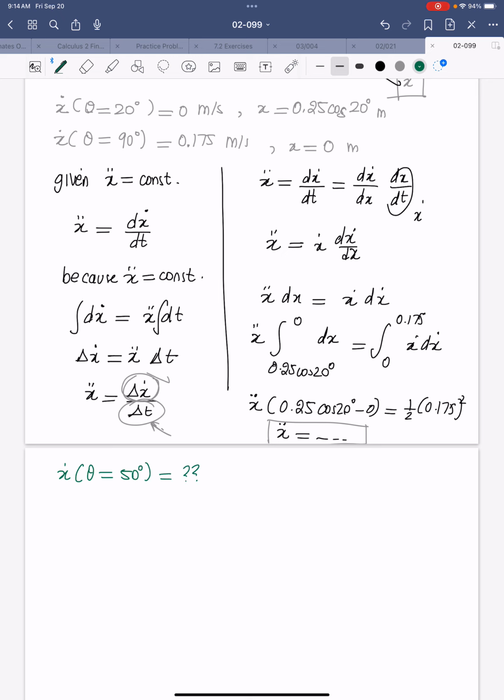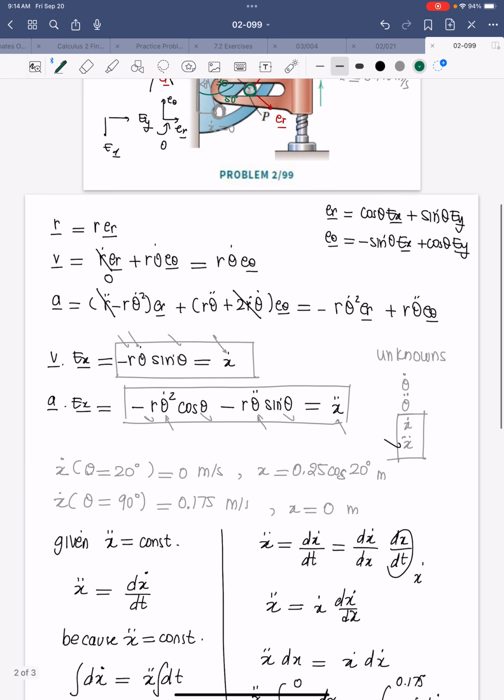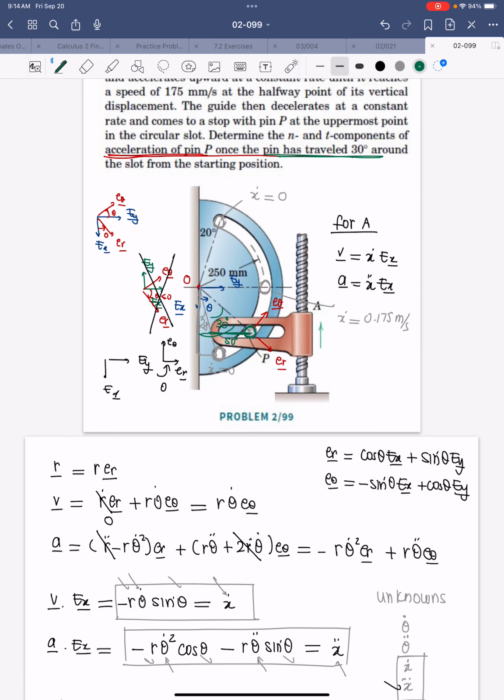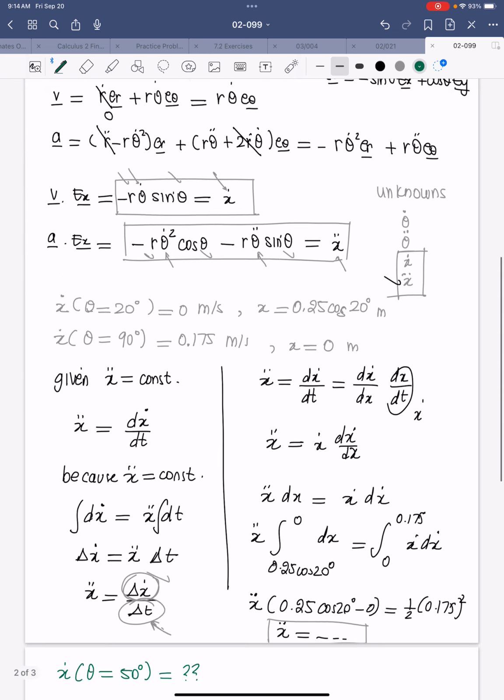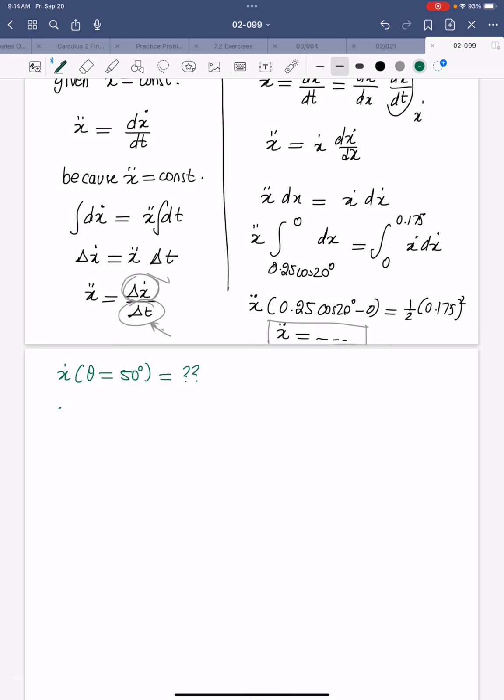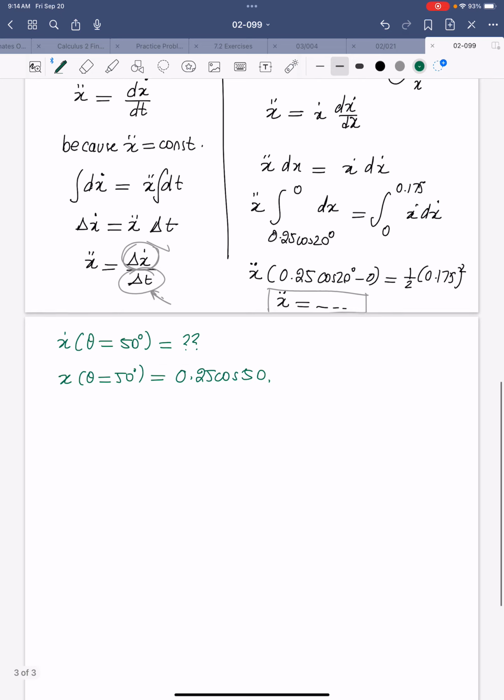When theta is equal to 50 degrees, x is just r cosine 50. Similarly to when we found x is r cosine 20 at this location, r cosine 50 gives us the x coordinate of when the pin is at this location. I'm sorry, the figure is crowded. x when theta is 50 degrees is just 0.25 cosine 50. So now I integrate.